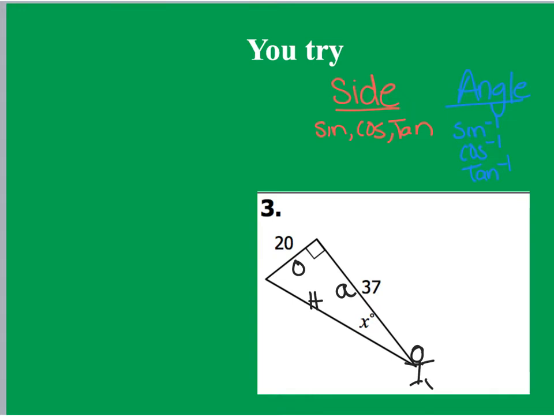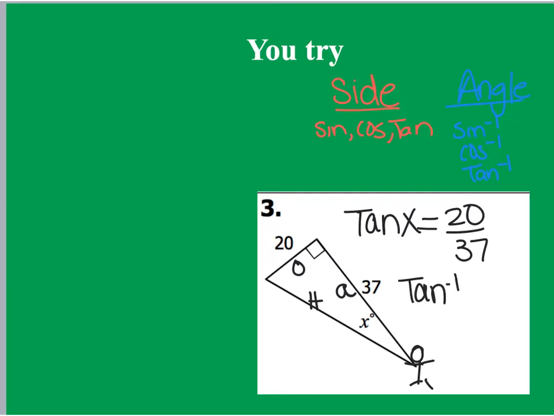and set up. So I have O and A, that's tangent, so I'm going to go tangent of x is equal to 20 over 37. I'm looking for an angle, so I'm going to hit the second key for the inverse tan, open up parentheses, and I'm going to do 20 over 37. And when I do 20 over 37, it gives me that x is equal to 28.4 degrees.